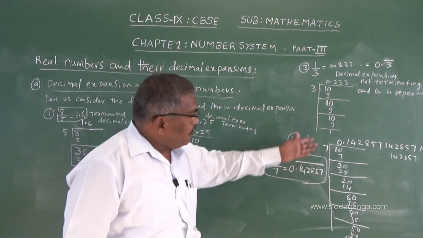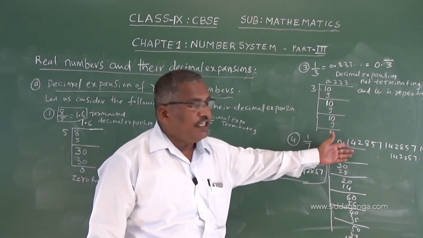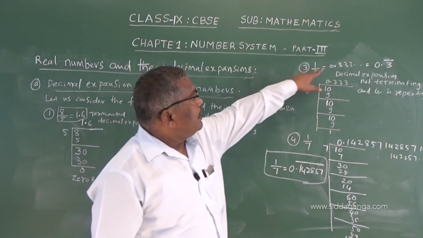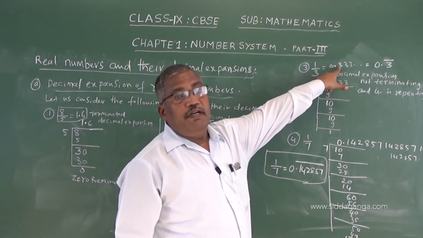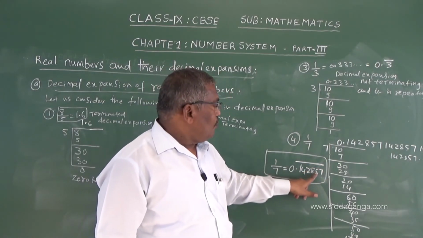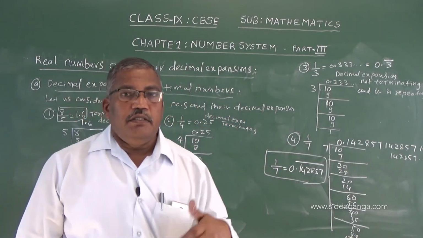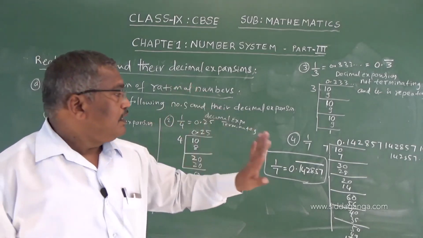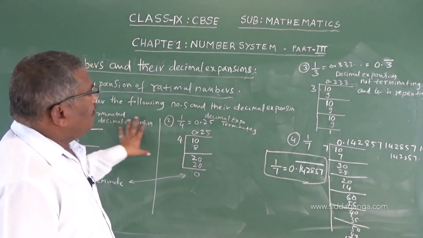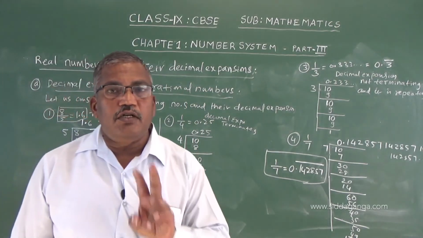So, in this case also we are not getting a zero remainder, and the quotient is non-terminating and repeating. Of course, here only one decimal was repeating. Here there are 6 decimals: 142857, 142857, 142857. It repeats indefinitely, and the division will never end. So, this is the behavior of the decimal expansion of rational numbers. Broadly, there are two categories.